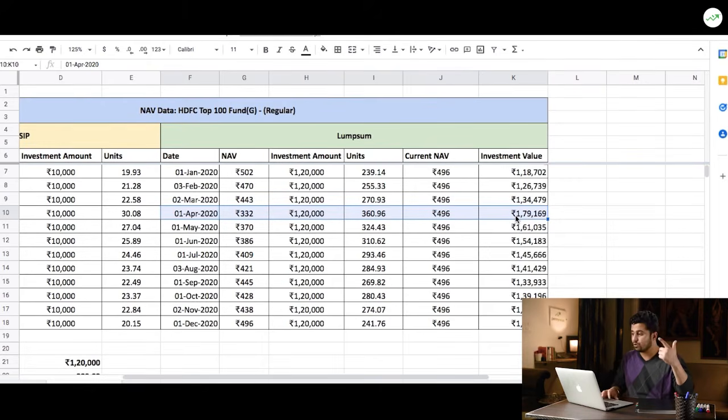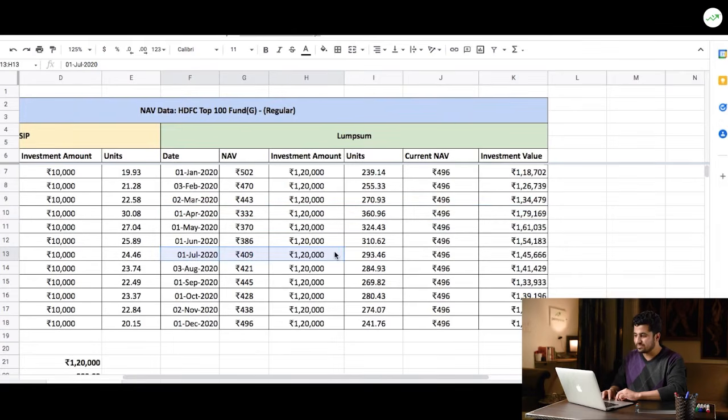Huge difference from what would have happened in January and February, right? Your 1,20,000 in Jan would have given you a loss, whereas the same investment amount on 1st of April 2020 would have given you a profit of almost 60,000 rupees. And that's what happens with the lump sum investment.